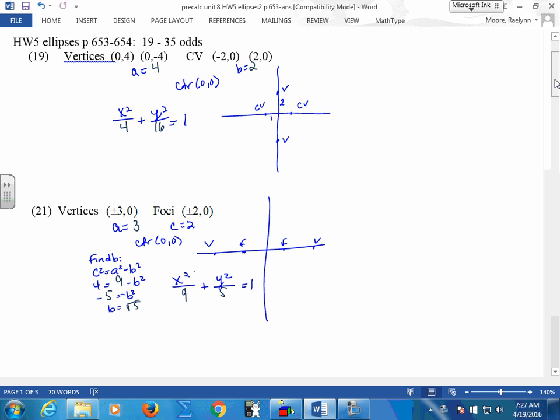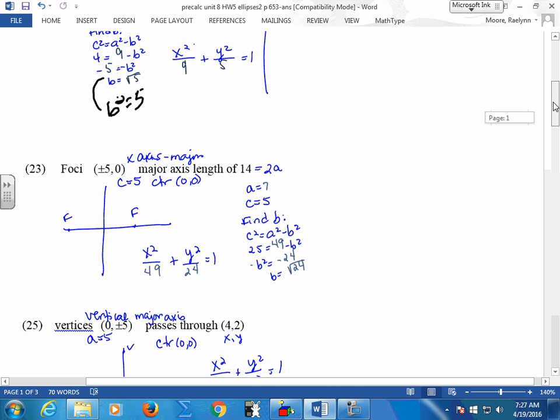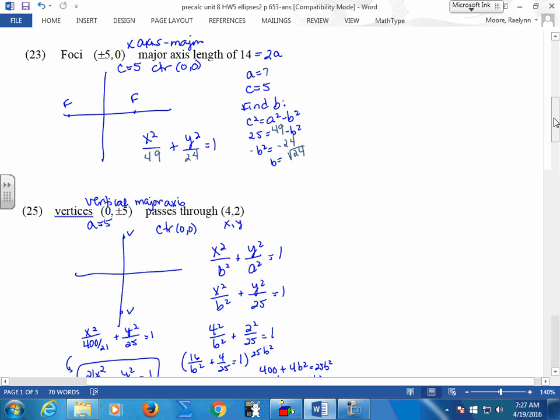And again, if you take b squared without doing b, all you need in here is b squared. You don't have to find b. Remember, when they give you the major axis length, you're going to divide it in half, because it's the distance from the center to the endpoint and to the other endpoint, so it's the whole thing. The passes through probably takes a little bit longer. And again, you don't have to find b, just get b squared in here.